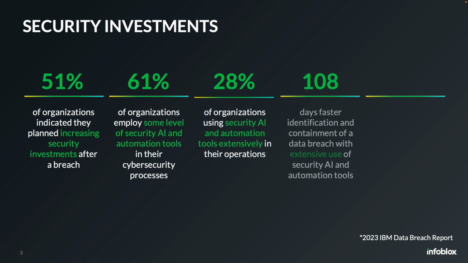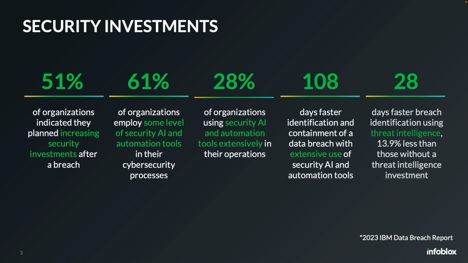Although security AI and automation tools were used by a majority of organizations, only some of them used them extensively, resulting in reduced time to identify and contain breaches compared to those with no use. Respondents that did not use threat intelligence took 12 days longer than the global average to identify breaches.